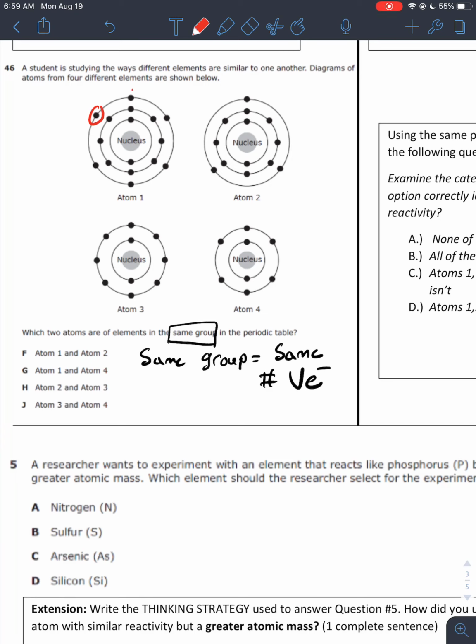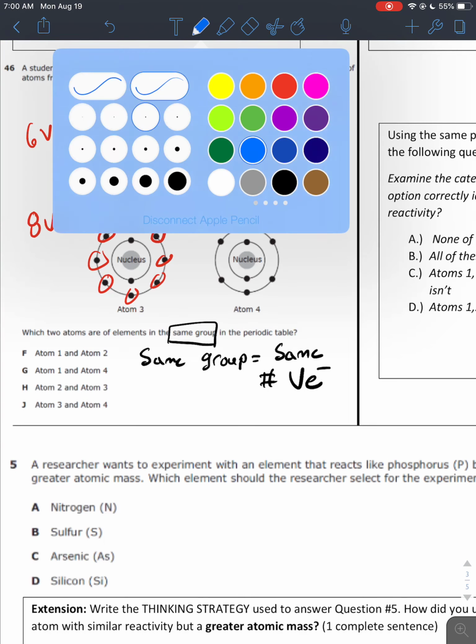Atom 1 has 1, 2, do this with me, 3, 4, 5, 6 valence electrons. Atom 2 has 1, 2, 3 valence electrons. So atoms 1 and 2 are not in the same group because they have different numbers of valence electrons. Right? Atom 3, 1, 2, 3, 4, 5, 6, 7, 8. 8 valence electrons. And I'm going to add an extra annotation here that I want you to add.